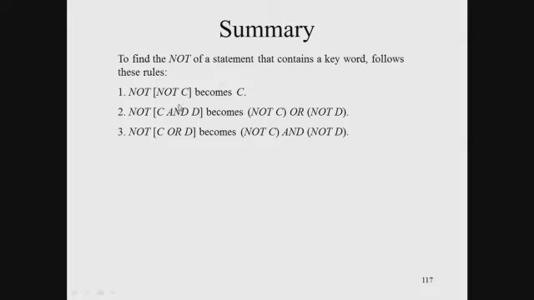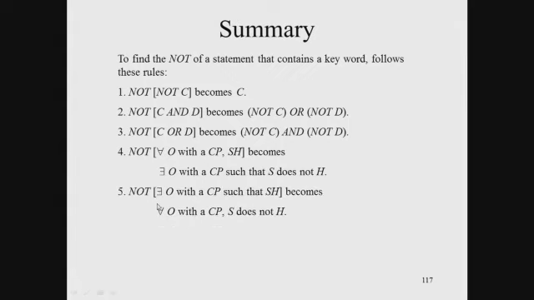Just as the words and or change, so the quantifiers change. The not of for every object with a certain property something happens becomes there is an object with a certain property such that the something does not happen. Likewise, the not of there is an object with a certain property such that something happens becomes for every object with a certain property something does not happen.